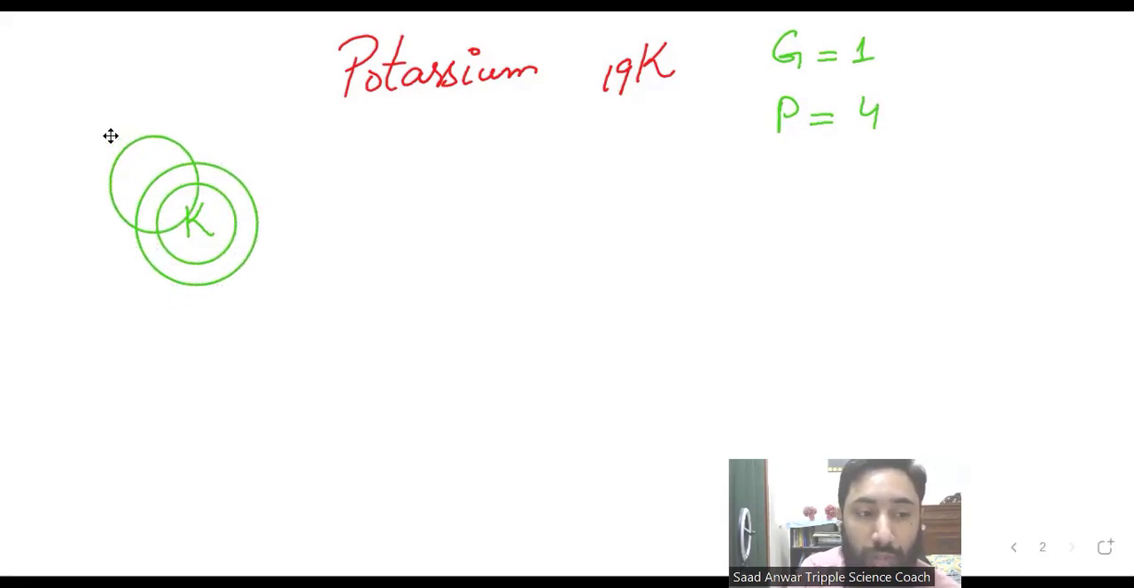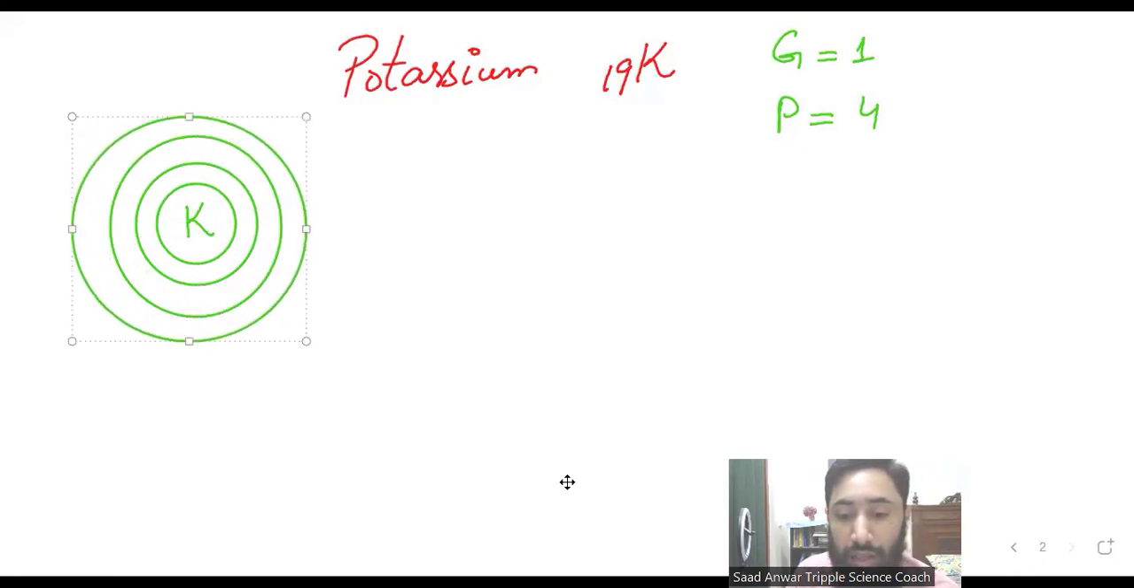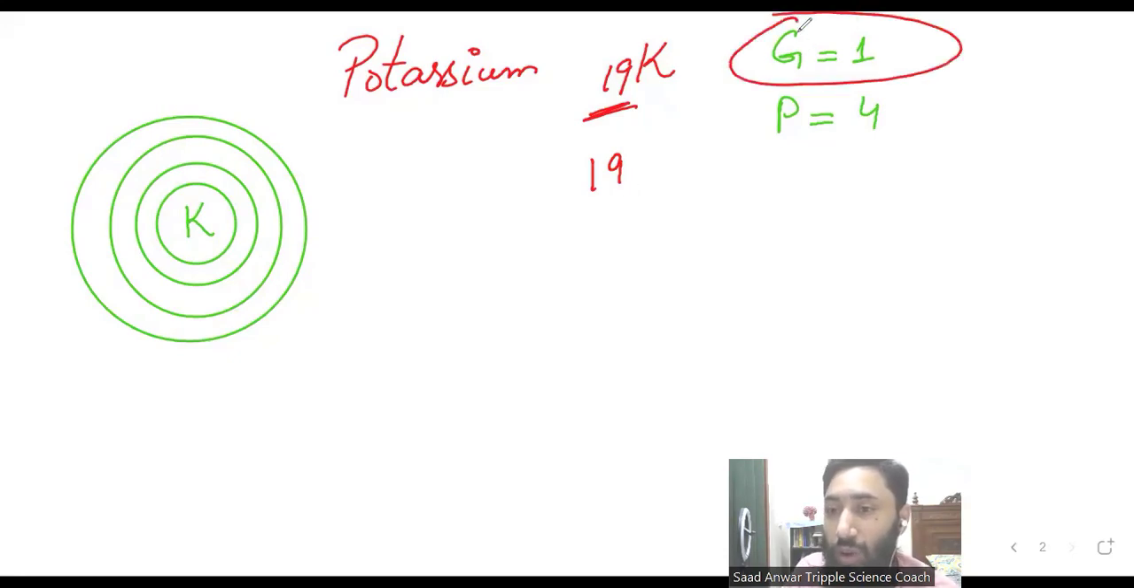So for potassium, I am drawing these 4 shells. In case of potassium, atomic number is 19. It means I have to arrange 19 electrons in the quickest way. The group number is 1, so just blindly put 1 electron in the outermost shell of potassium. Among the total of 19 electrons, we have arranged 1 electron in the outermost shell.